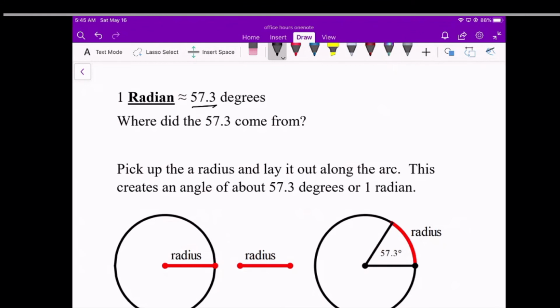Imagine you have a circle here, and we have the radius of the circle marked. If that was a piece of string, let's pick up that piece of string and lay it out right here. So these two lengths are the same. This and this have the same length. And now let's take that string and wrap it on the circle. When we do that, we create an angle here. The angle that gets created is 57.3 degrees, and that's where the radian came from.